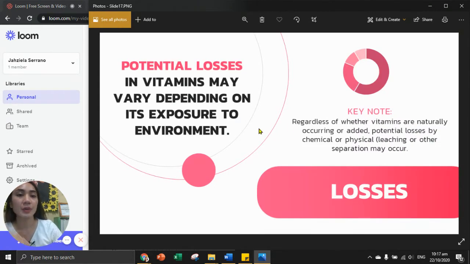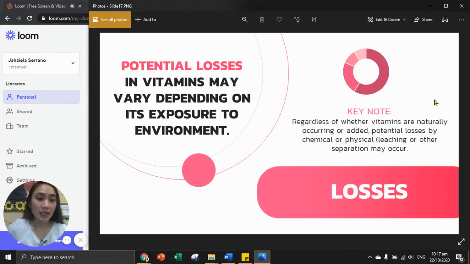Okay, so we're done with mentioning the functions, and we're also done with the sources of vitamins. Now we move on to losses. So it says here, potential losses in vitamins may vary depending on its exposure to the environment. So like earlier, our goal is to maximize the retention and minimize the losses. So it really depends on the exposure of a food to the environment.